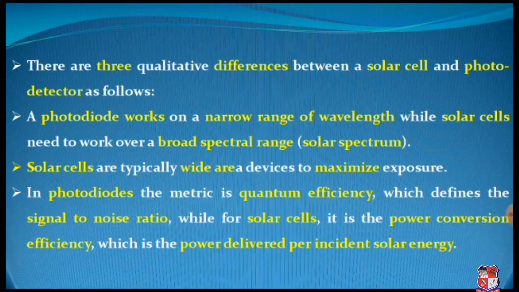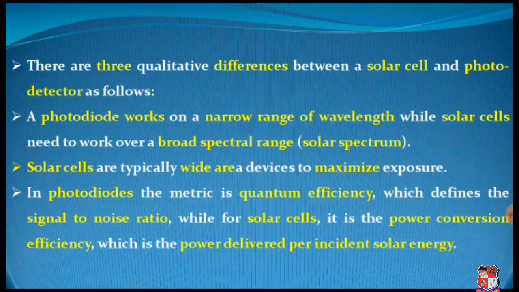There are three qualitative differences between a solar cell and a photodetector. Firstly, we will discuss the differences because these are two different devices. A photodiode works over a narrow range of wavelengths, while a solar cell needs to work over a broad spectral range, known as the solar spectrum. This is the major difference.